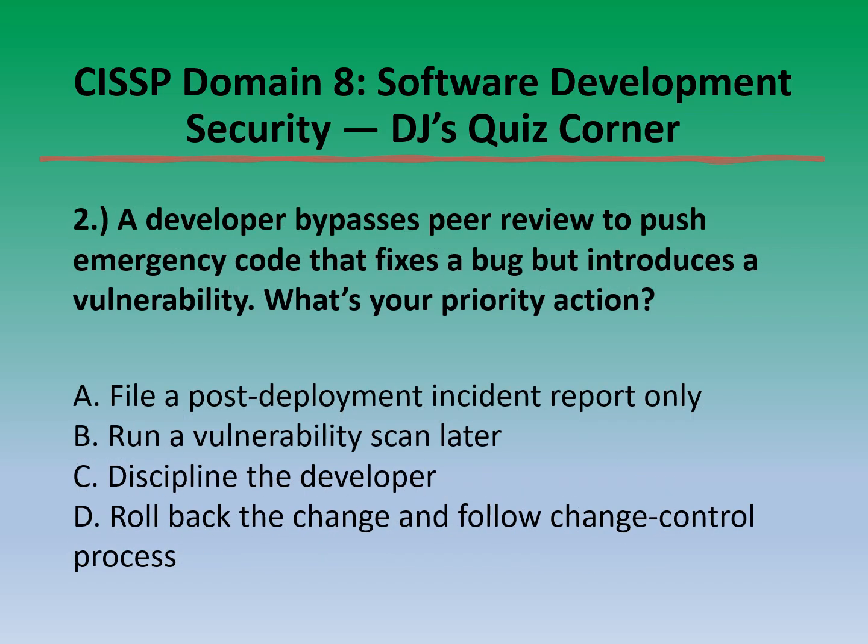Question 2. A developer bypasses peer review to push emergency code that fixes a bug but introduces a vulnerability. What's your priority action? A. File a post-deployment incident report only. B. Run a vulnerability scan later. C. Discipline the developer. D. Roll back the change and follow change control process.